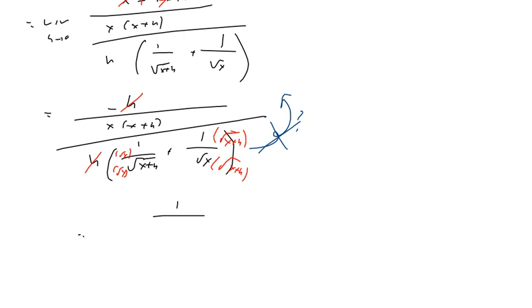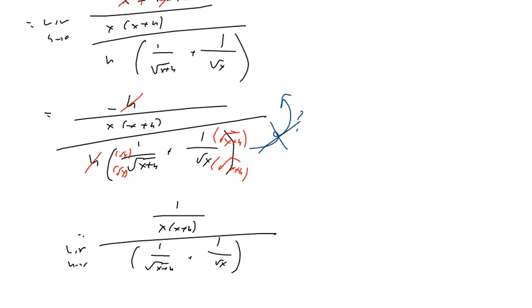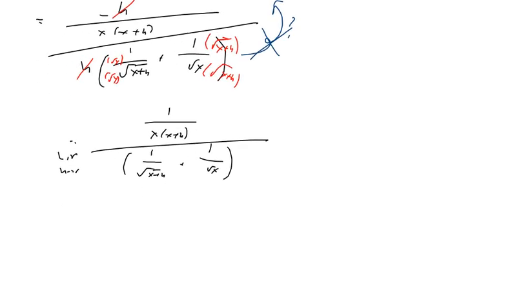1 over x times x plus h over, if I just left this alone, 1 over radical x plus h plus 1 over radical x, and the limit as h approaches 0 of that. As long as I got rid of this h, I think everything's going to be okay without doing the fraction combining. Maybe I don't need to do this. Because if I plug in the 0 for h now, that h is going to go away and that h is going to go away.